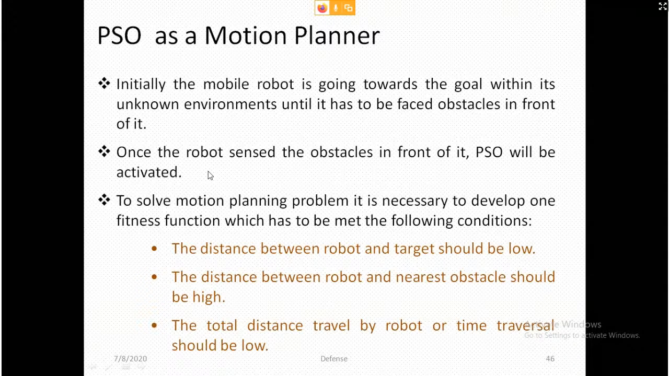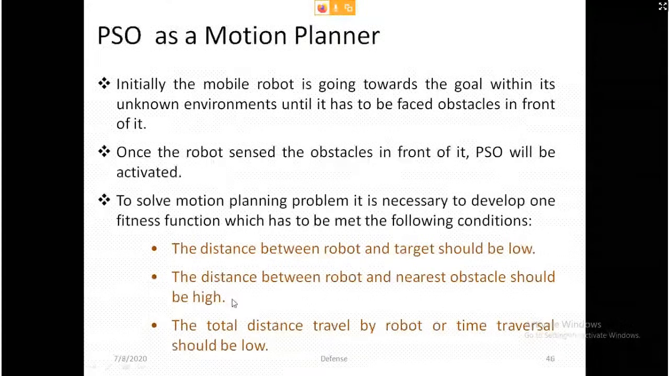In order to do the communication, in the previous slide I said that there is communication among the swarm. So what is that communication and how does it happen? Let us see. In the case of robot motion, the robot should follow these three optimal criteria. The distance between the robot and the target should be low, obviously. So my first aim is to move the robot along the shortest distance to reach its target.